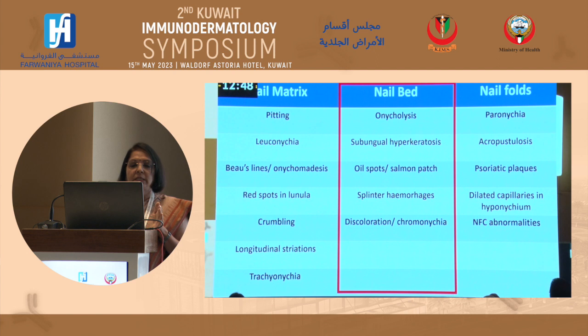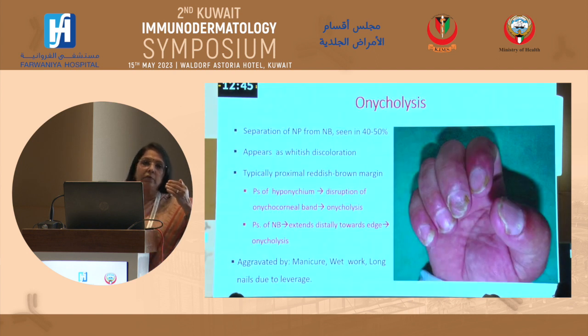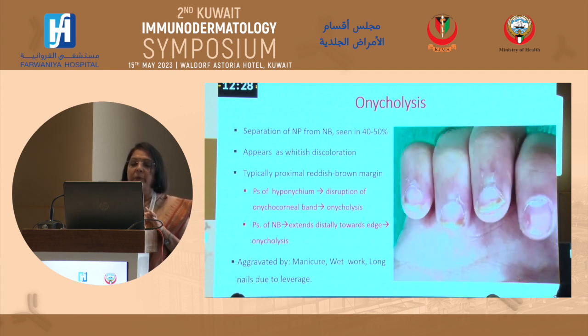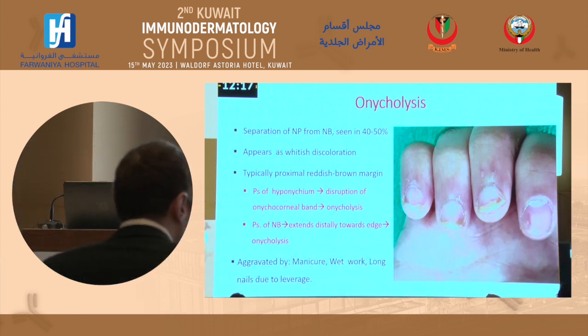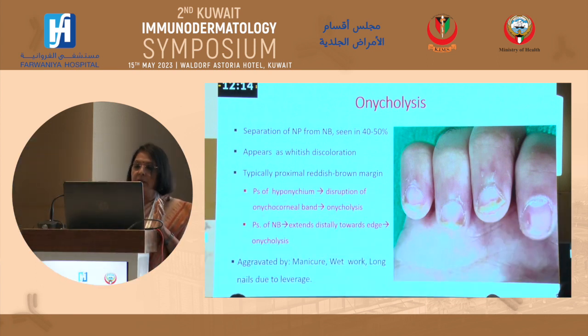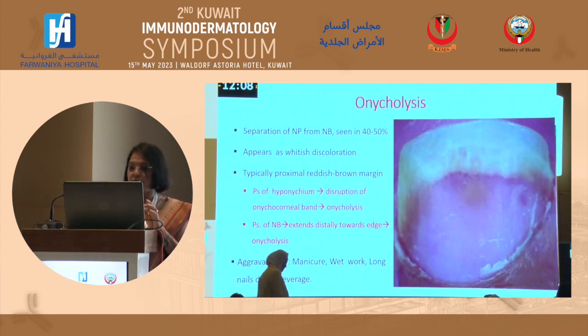So coming to onycholysis, it can come either from the involvement of the hyponychium with the disruption of the onychodermal band leading to onycholysis, or there can be psoriasis of the nail bed, and when it progresses distally, it can give rise to onycholysis. And you can see the onycholyzed nail plate, because it is not attached to the vascular nail bed, will appear white in color, and it will have a characteristic red proximal margin. Now that's very, very important, because onycholysis can be seen in many other conditions. Now this is the red hallmark, and there you see the salmon patch also.